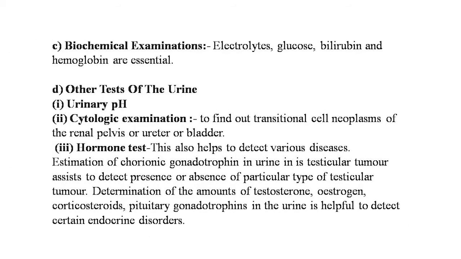Now, the next examination is the biochemical examination, like electrolytes, glucose, bilirubin and hemoglobin, which are essential. Next, other tests of the urine, like the urinary pH.